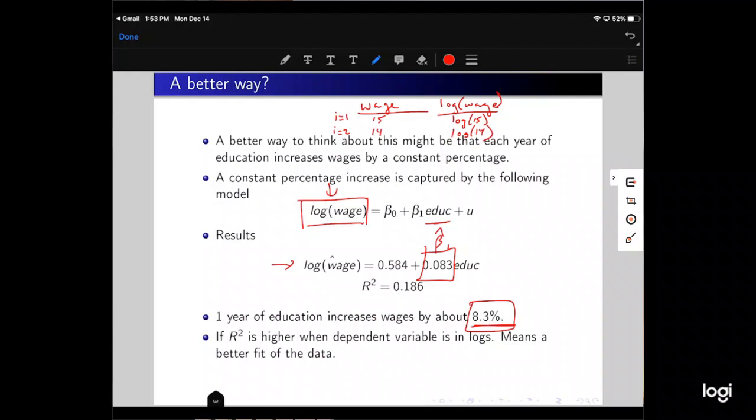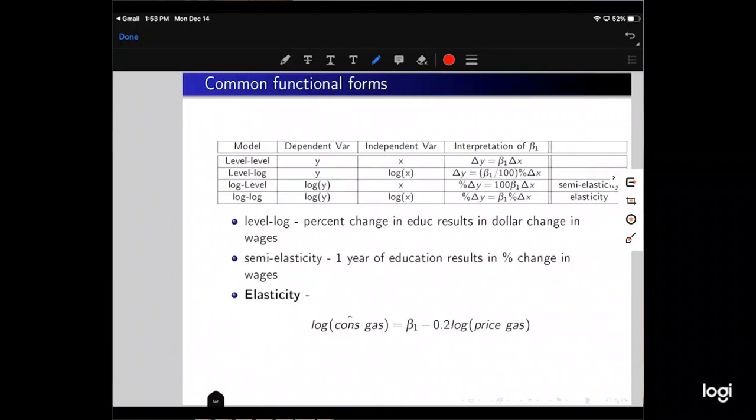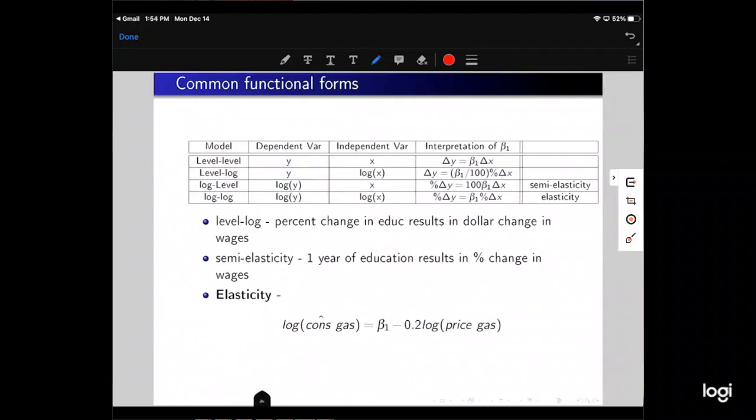If r squared is higher when the dependent variable is in logs, this means a better fit of the data, and that's indeed what we find. In the previous example, with a level regression, the r squared was 5%. Now we're up to 18%, or 18.6%. So that says that we're doing a better job predicting the y variable when we have log y. So it's a better fit of the data.